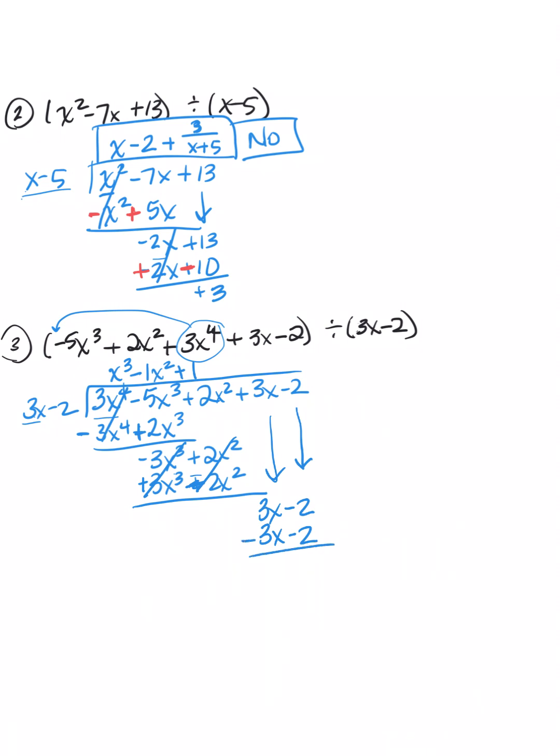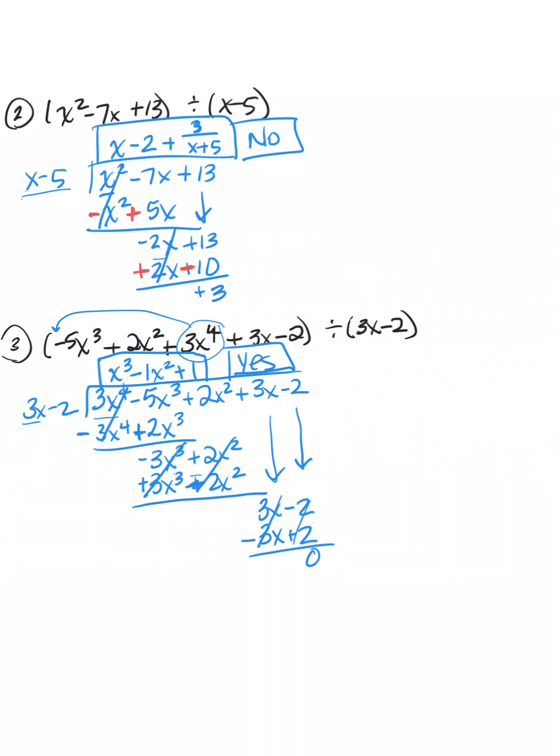Now, I'm going to change my signs. These will cancel, and I have 0 remainder. So then the question is, is this a factor of the polynomial? Then the answer is just yes. We have no remainder. So since there's no remainder, that means that the 3x minus 2 is a factor of the bigger polynomial.